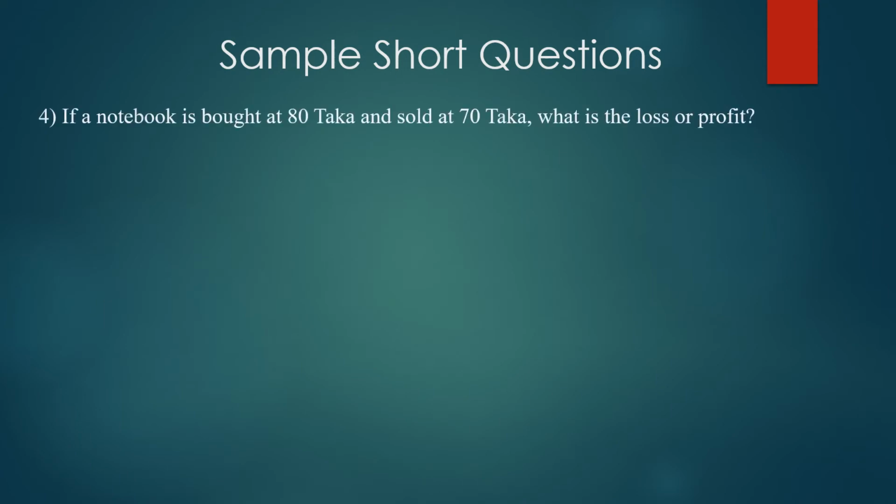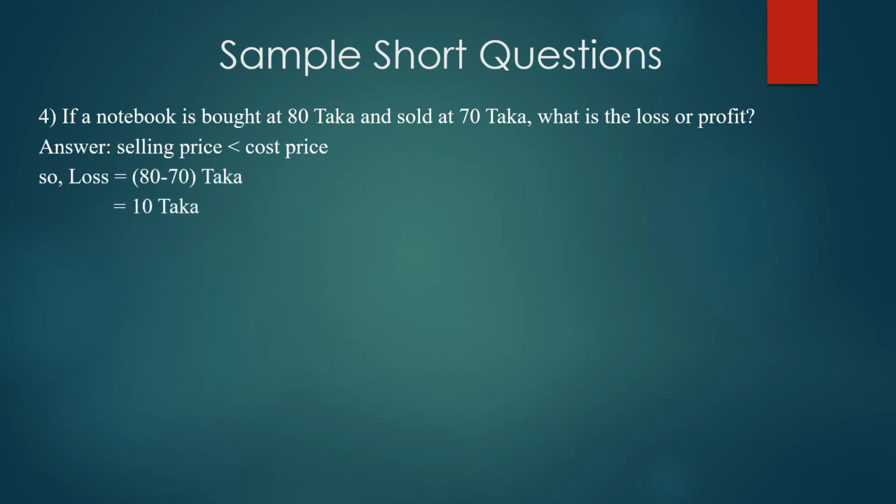4. If a notebook is bought at 80 taka and sold at 70 taka, what is loss or profit? At first, we have to decide which one has actually happened between loss and profit. Since the selling price is less than our cost price, we can say loss has occurred. We know loss is the difference between cost price and selling price. So, loss is equal to 80 taka minus 70 taka, that means 10 taka.